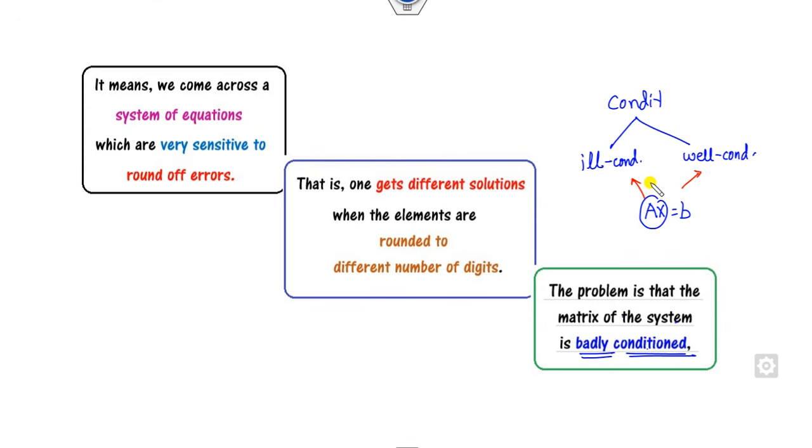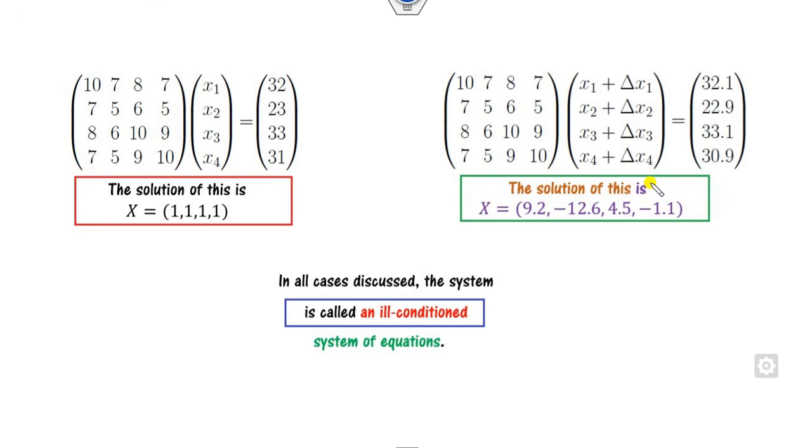For that we need some results. If I look again at these two examples, here I changed the value of B only. In all these cases, whether you change B or you change A as I discussed earlier, all of them lead to ill-conditioning. What is the meaning of ill-conditioning?